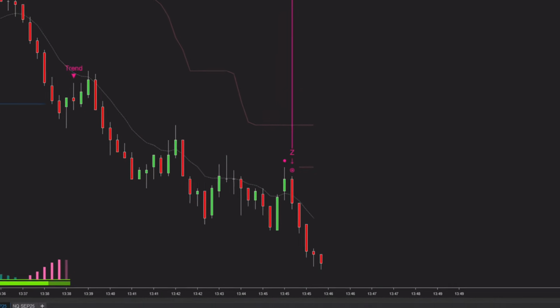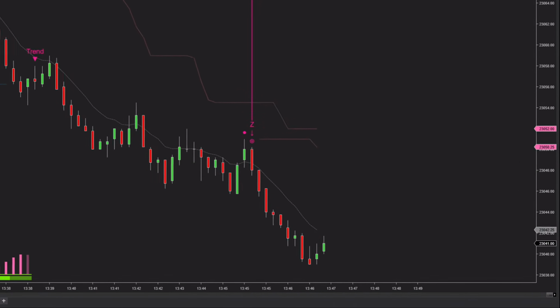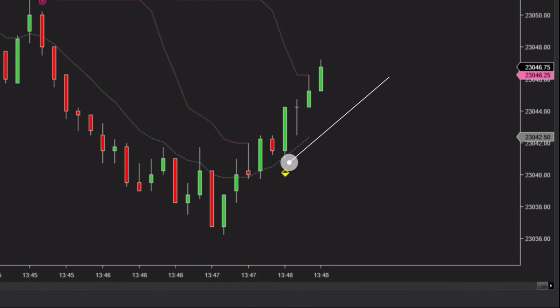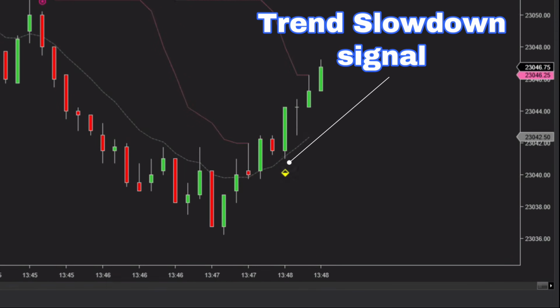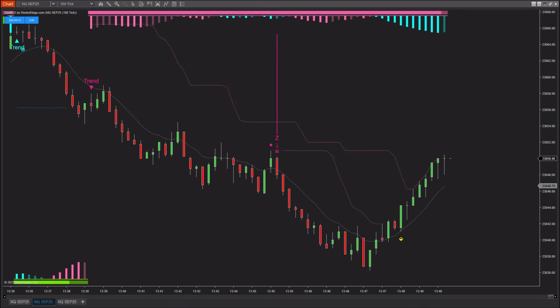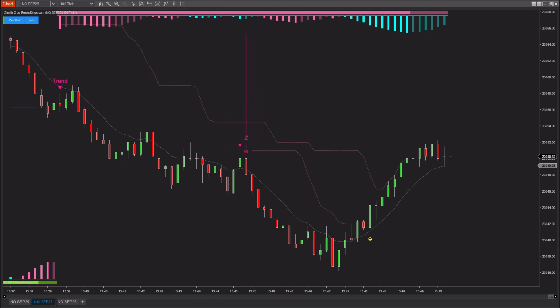Similarly, when the trend slowdown signal appears, it serves as a warning that the downtrend may be nearing its end or losing strength. This suggests that selling pressure is fading and the market may be preparing for a potential reversal.